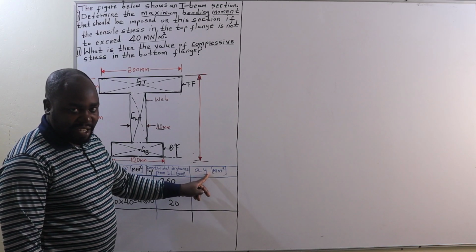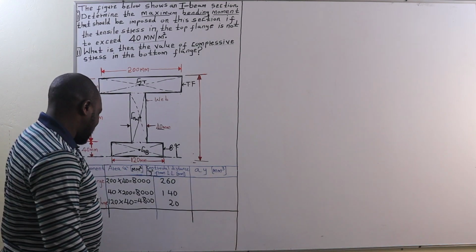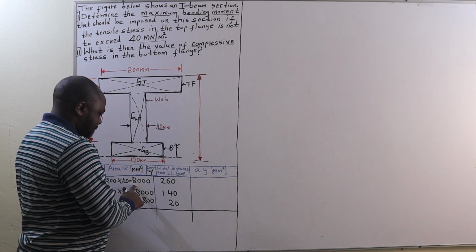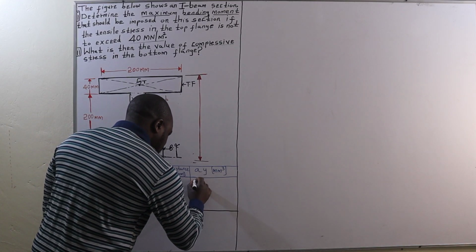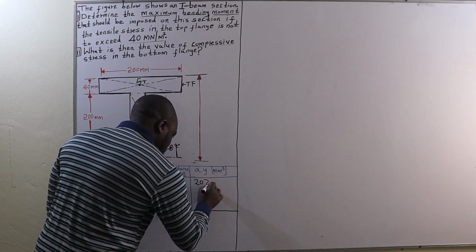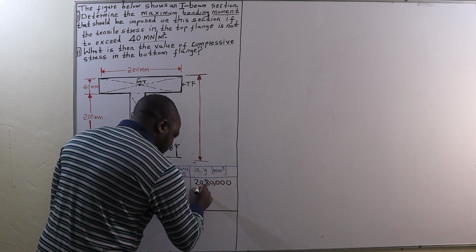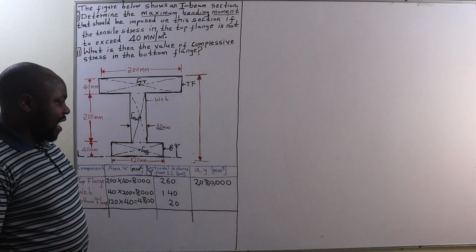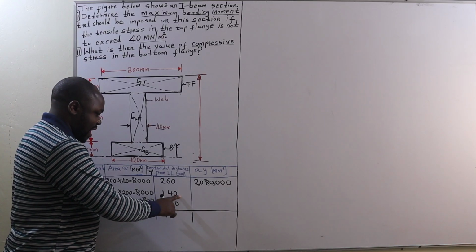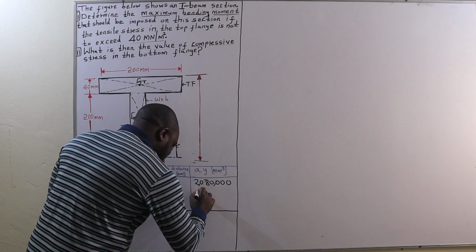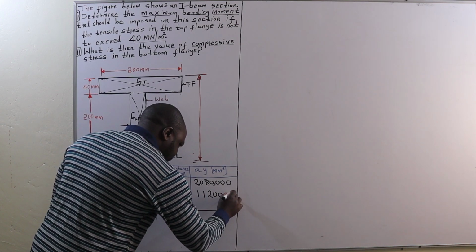A times centroidal distance y from LL. Now, for the top flange, we have 8,000 times 260, which is going to give us 2,080,000. For the web, 8,000 times 140, that is going to give us 1,120,000.